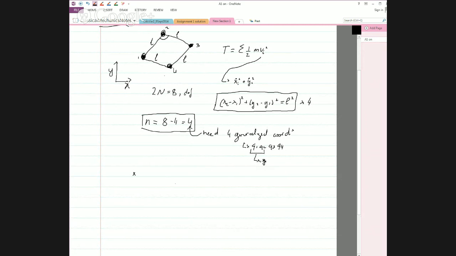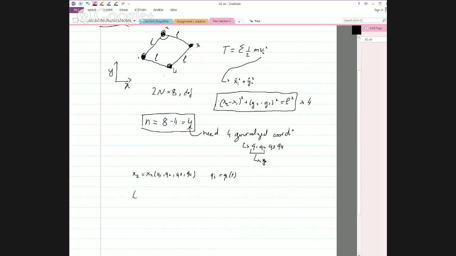Okay, so then x1 is equal to x1 and y1 is equal to y1, sure. But then you have x2, for example, which is going to be some function of q1, q2, q3, q4. Remember, the q_i's are the generalized coordinates, right? And they depend on time. So once you figure out how the x position of this guy depends on the xy position of this guy plus some angles, you can use symmetry that you've discussed, for example.